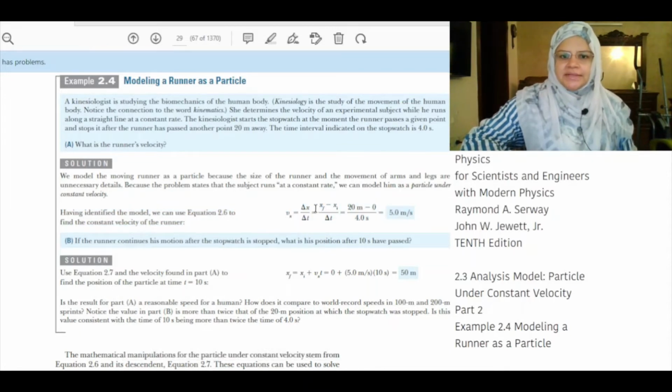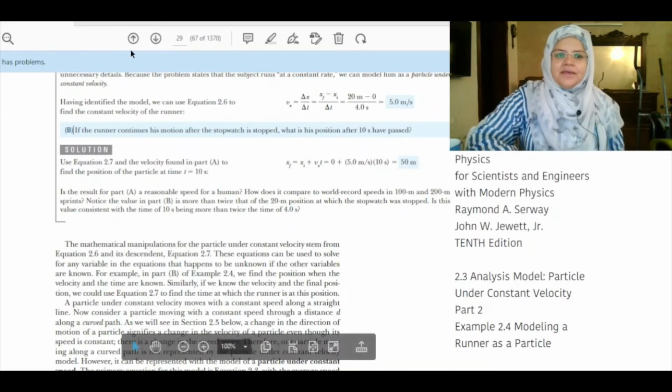Vx is equal to delta x over delta t, which is equal to xf minus xi divided by delta t. xf is equal to 20 meters, xi is equal to 0 meters, delta t is equal to 4 seconds, giving us Vx of 5 meters per second.